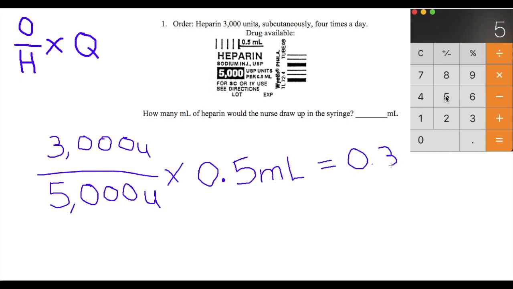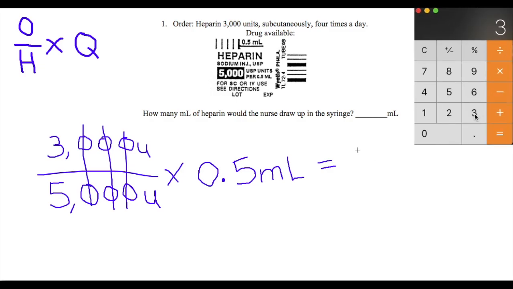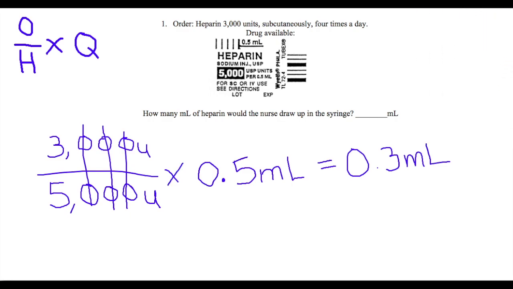This will give us a total of 0.3 mils. One thing I like to do is to cancel out all of my zeros, because that just means that I'm punching less numbers into the calculator, less likely to make a mistake. So I just reduce it down. I get the same answer, but I'm less likely to make a mistake. So if that makes sense to you, I encourage you to try it.